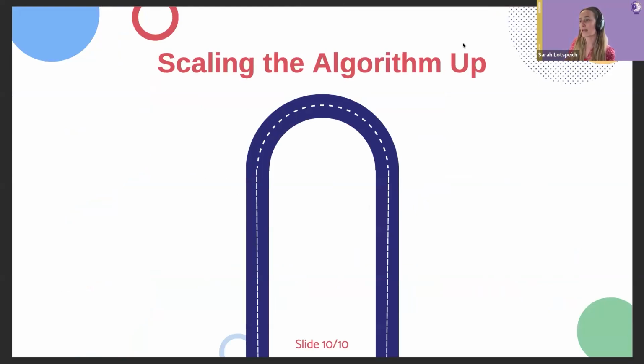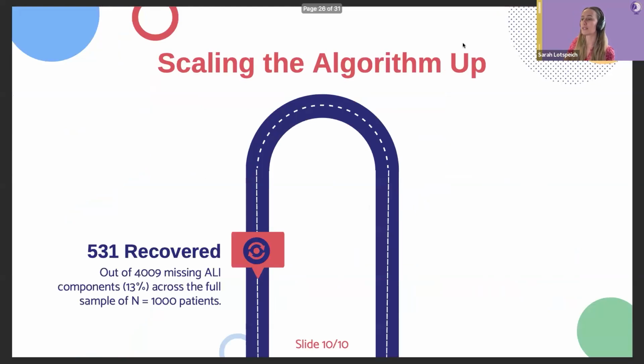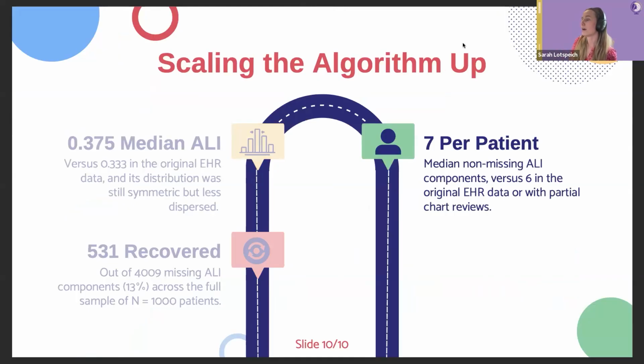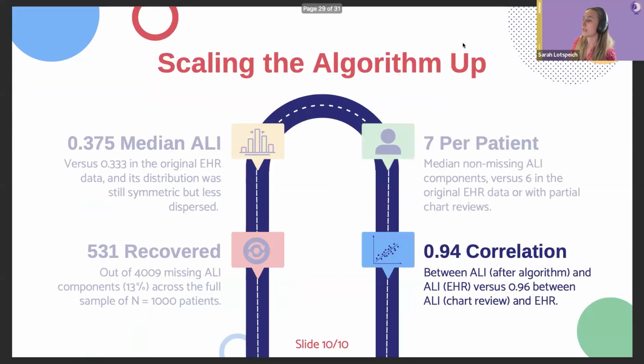We took this best algorithm and scaled it up to the full 1,000 patients. Across them, we recovered a similar proportion, about 13% of missing components. After augmenting with the algorithm, it bumped the median allostatic load up a bit, indicating people were a little less healthy on average once we'd recovered missing data. The median number of non-missing components went up now for everybody instead of just the 100. Finally, there was a very informative, strong correlation between the ALI after the algorithm and the EHR. That's important in terms of measurement error corrections and if you wanted to harness this information in conjunction with the chart reviews.